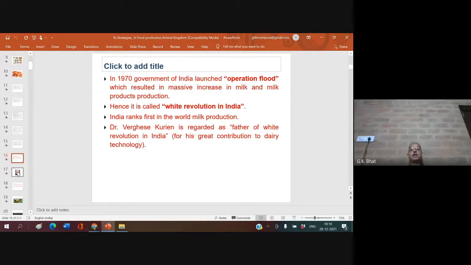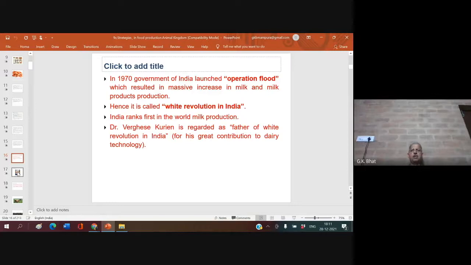Who is responsible for this? A person by the name Dr. Varghese Kurian, a Malayali. Always remember, hats off to this gentleman, he is regarded as the father of the white revolution in India. Please remember, the white revolution in India deals with the massive production of milk and milk products. I'll give the list later of the different revolutions and what they are concerned with. So, the white revolution is always concerned with increased production of milk and milk products.